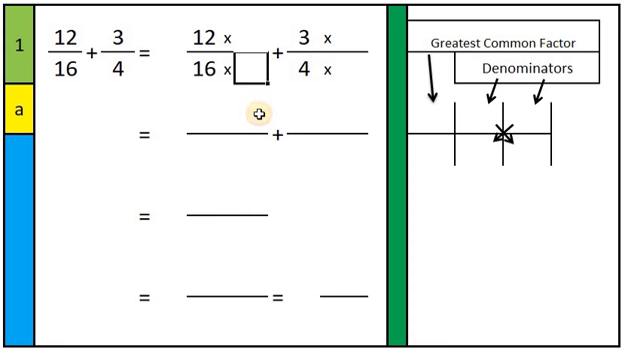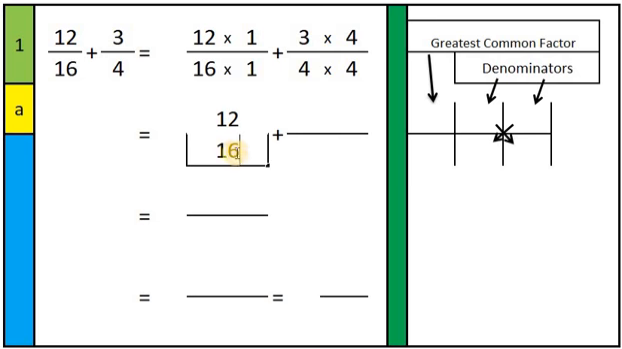Since the first fraction does not change, we just multiply it by 1. Then we want to change this 4 into 16, so we need to multiply by 4. Since we multiply the denominator by 4, the numerator we also multiply by 4. Then we write down the fractions again. The first fraction is 12 out of 16, the same fraction, and the second one we multiply: 3 times 4 is 12, and 4 times 4 is 16. Actually they are the same fraction.